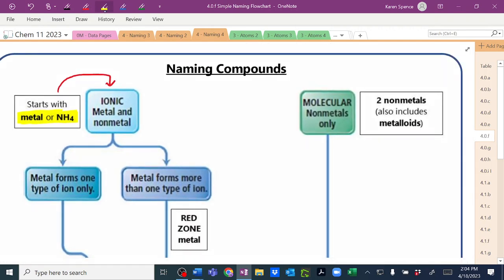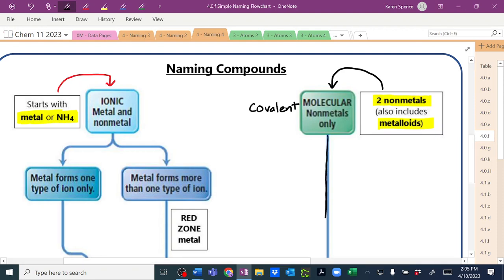The only other possibility is that instead of starting with a metal or NH4, it will just be 2 nonmetals. And if it's 2 nonmetals or metalloids also, then it is molecular, which is also known as covalent. And then you follow the rules for the molecular ones if it's 2 nonmetals. So let's follow the molecular rules here.